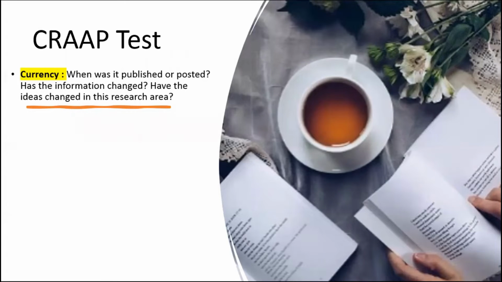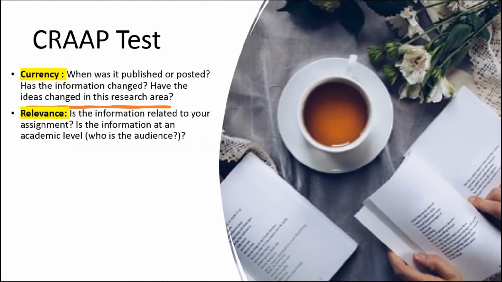And so when you're looking over time, think about how the ideas have changed. You might be working or studying in a fast moving research area where things change. But also you might be asked to write about how things have changed. So the currency can be about the time.